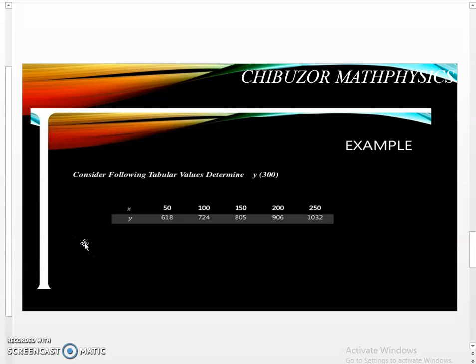Consider the tabular values and determine y at 300. Y at 300 simply means that x is 300. So our value for x will be 300. Of course, it will be minus xn, and our xn in this table will be 50, divided by the interval. The interval will simply be 100 minus 50. You take the differences, and that will be the interval in this table. So let us construct the table first.